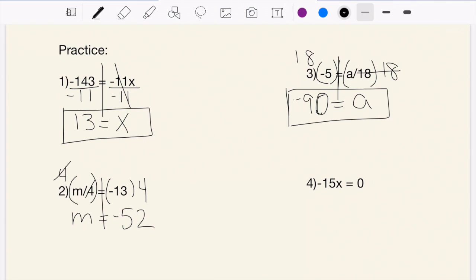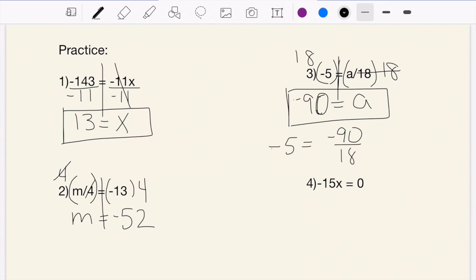And you can go back and you can actually check that answer as well. If you have negative 5 equals a over 18, you should be able to take negative 90 and divide by 18 and get negative 5. So if you take negative 90 and you divide it by 18, yep, I get negative 5. So I know that answer is right. You can always go back and plug in that answer and see if it works out.